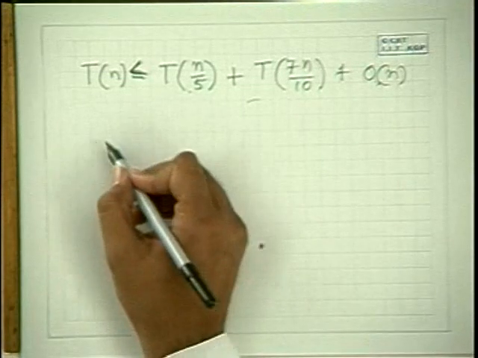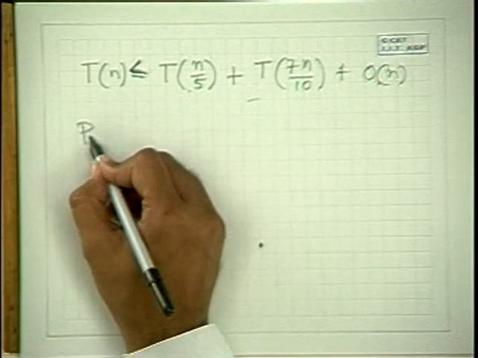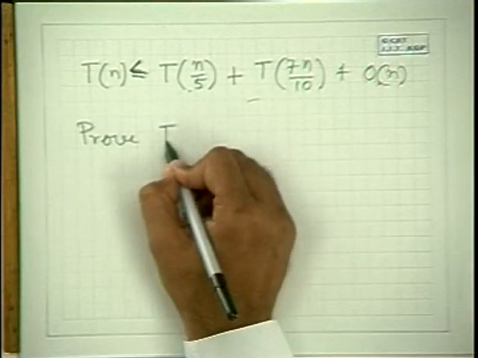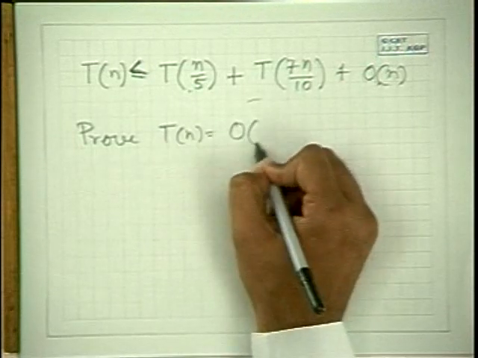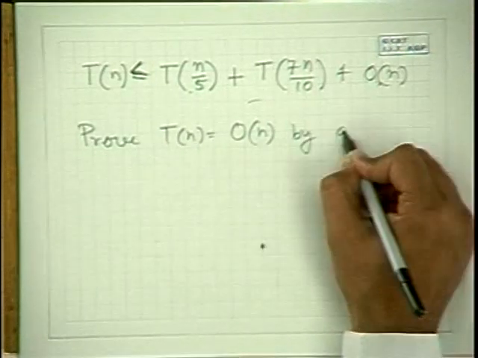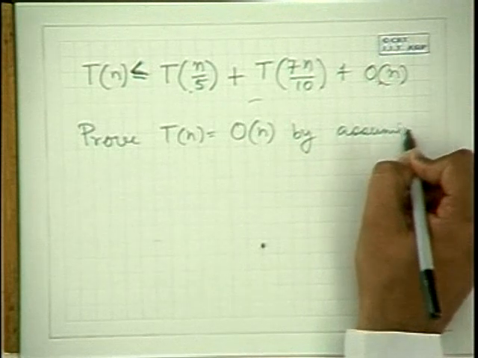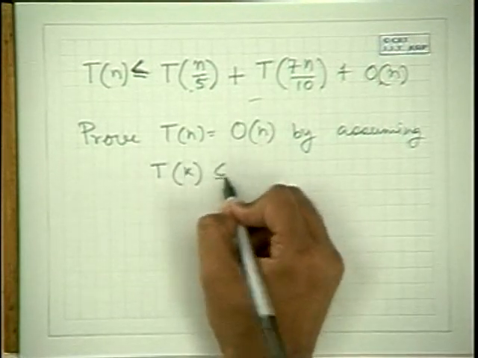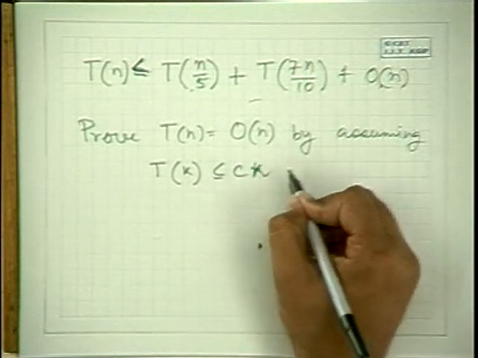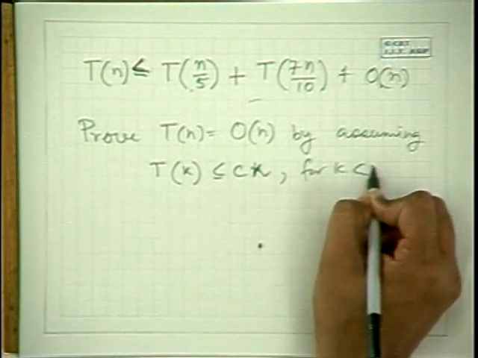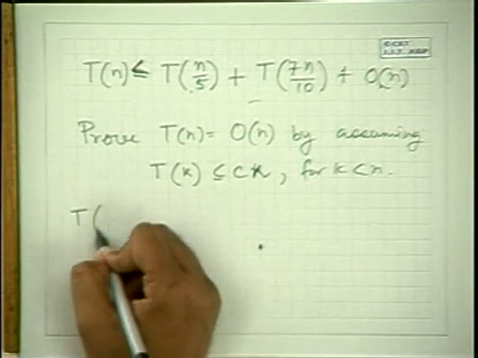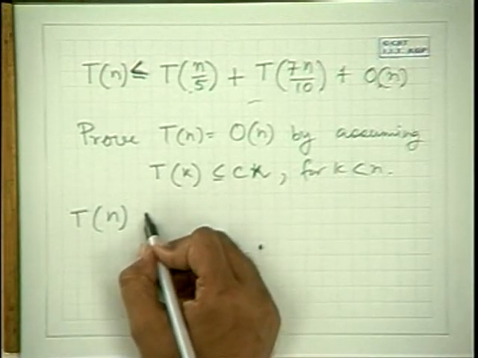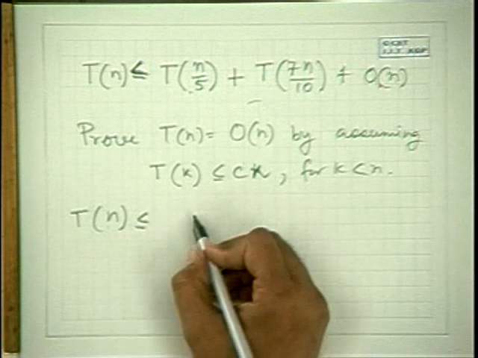Okay. So let's assume. We prove T(n) is equal to order of n by assuming T(k) is less than or equal to Ck for k less than n. So if I do that, then T(n) is less than or equal to, what should I write?